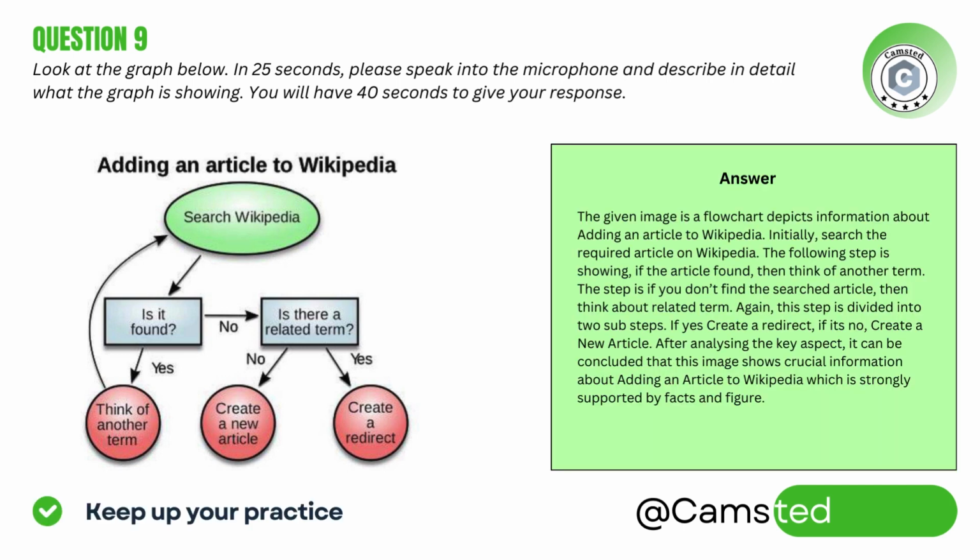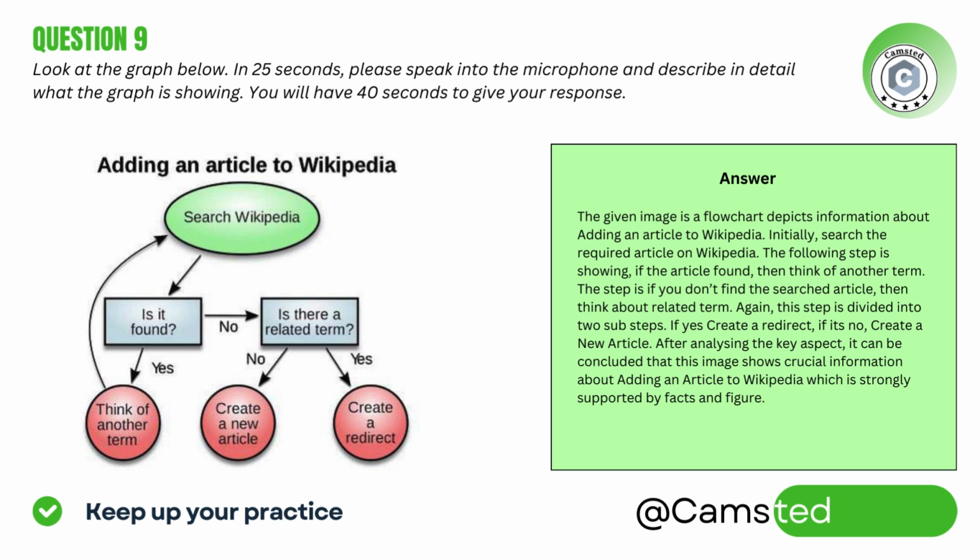The given image is a flowchart that depicts information about adding an article to Wikipedia. Initially, search the required article on Wikipedia. The following step is showing, if the article is found, then think of another term. The step is if you don't find the searched article, then think about related term.